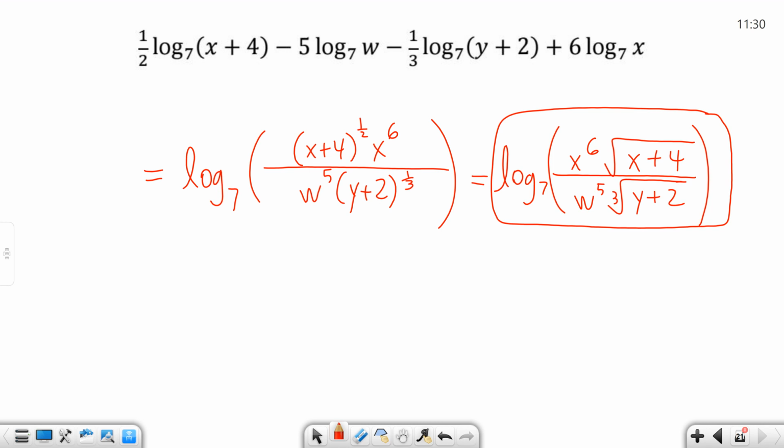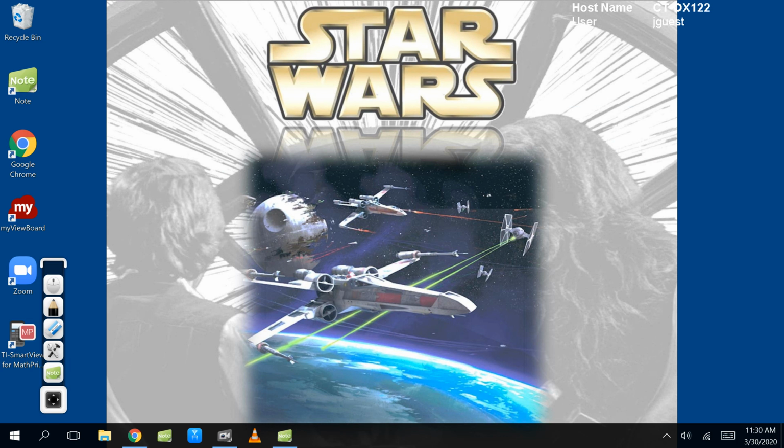So that one was kind of long and complicated, but I wanted to show you one that was a little crazy and had roots in it and all kind of stuff, radicals and all kind of crazy stuff. So I hope this helps out with your logarithms and more properties, the expanding and condensing.